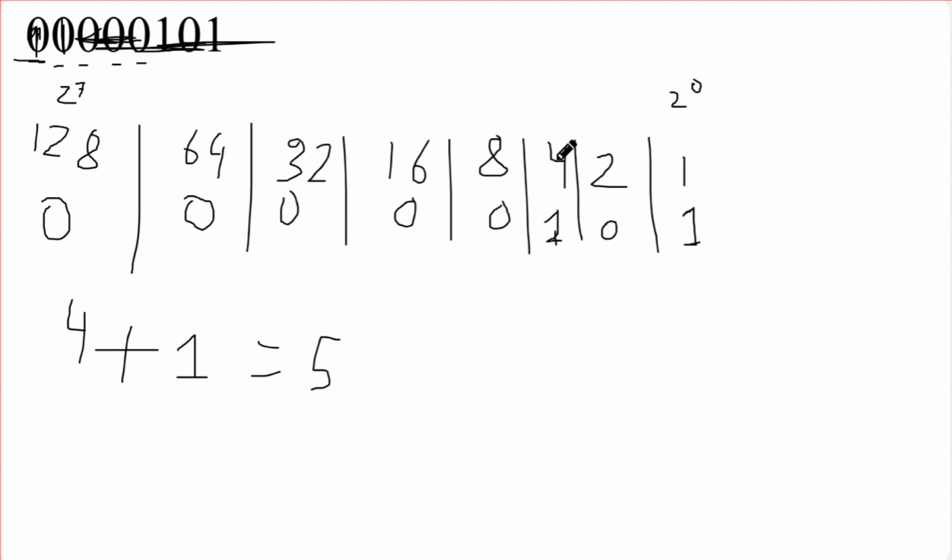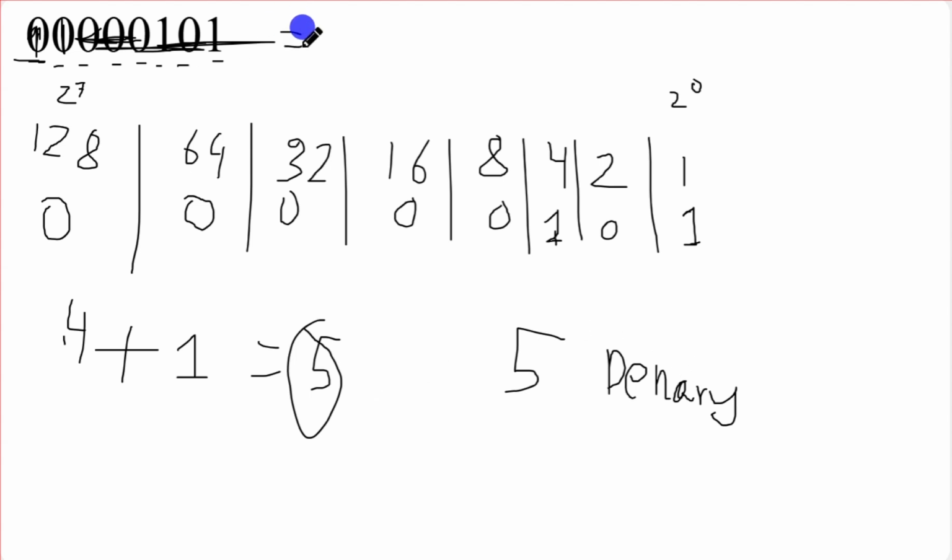But in the case of 4 it had 1, so I'm going to write 4 and then 0 again, and then lastly 1. So I'm going to add 4 and 1, so in total I'm getting 5. So 5 is the denary value for this binary number. This 8-bit binary is representing 5. So yeah, let me do another example so it's going to be easier for you to understand.